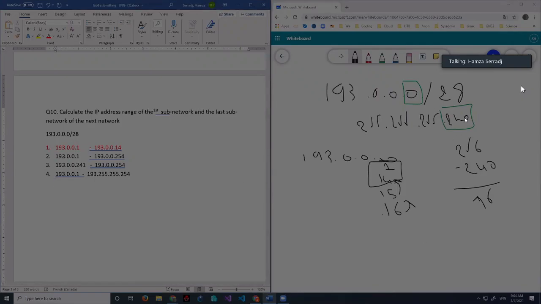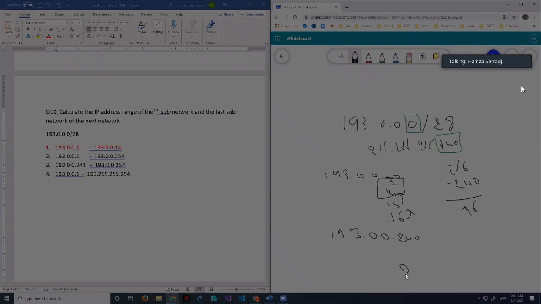Also, the last network is very easy. You just take this number and replace it in the incrementation position. The last one is 192.0.0.240. This is the last network ID, right? The broadcast should be 255, so 254 is the last address, and 241 is the first address. Here's the last one. You don't need to increment. You just take that number and put it in there. It's just a shortcut. I showed you this yesterday.